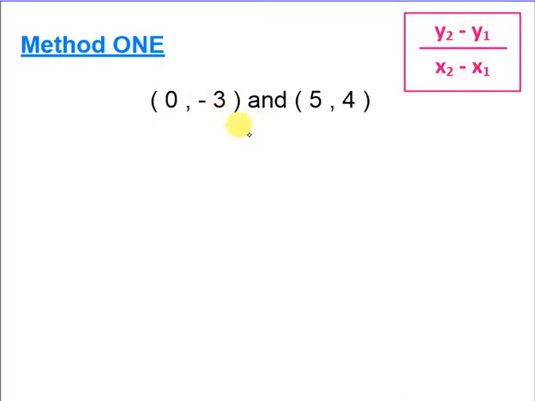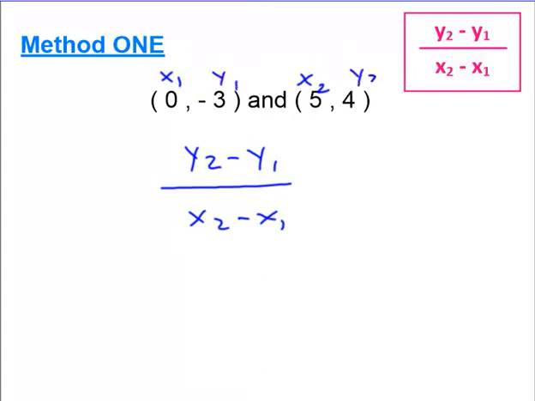All right, let's take a look at another one here. So we'll start by writing our formula, y2 minus y1 over x2 minus x1. I'm going to label my points. This is my x1, this is my x2, this is my y1, this is my y2. All right, so y2, which is 4, minus, because that's my operation, y1, which is -3, over x2, which is 5, minus, because that's the operation, x1, which is 0.